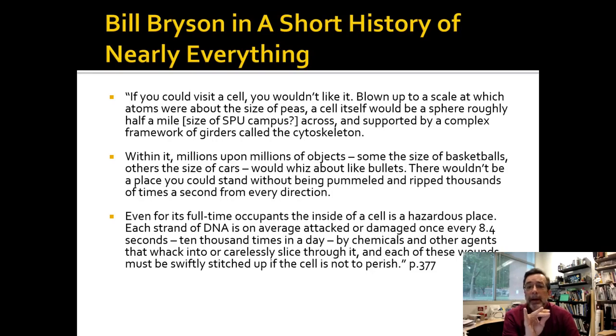"If you could visit a cell, you wouldn't like it. Blown up to a scale at which atoms were about the size of peas, so an atom about this big, the cell itself would be a sphere, roughly half a mile across, like the size of the SPU campus. And it'd be supported by a framework of girders called the cytoskeleton. Millions of objects, and some will be as big as basketballs and others the size of cars, are basically moving around in 3 dimensions, moving as fast as bullets on that scale. There wouldn't be a place where you could stand without having all these things running into you thousands of times a second. So even for full-time occupancy inside of the cell is a hazardous place.